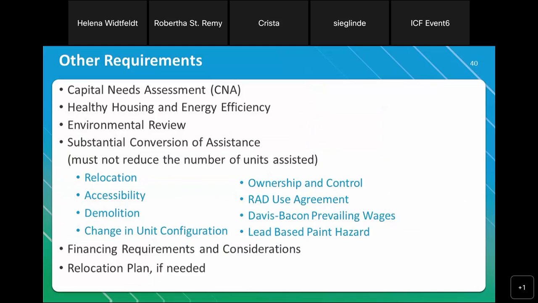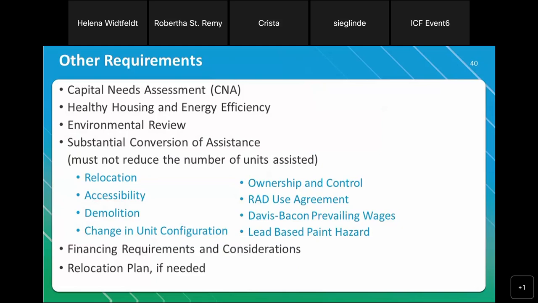Other requirements: you will be required to have a capital needs assessment, and we have addressed it in the 1 through 4 presentations, the webinars that are already out there on HUD Exchange. There's an extensive webinar just dedicated to the capital needs assessment. You need healthy housing and energy efficiency.